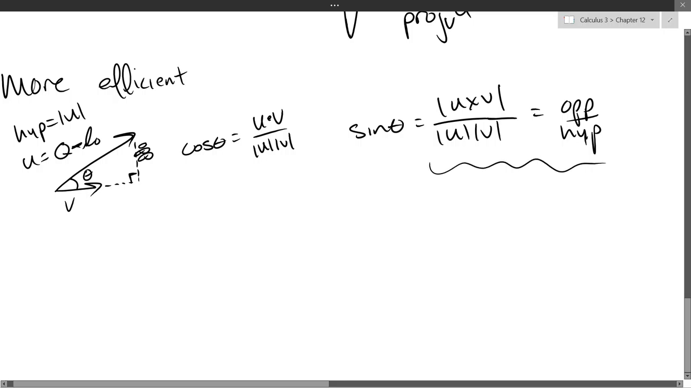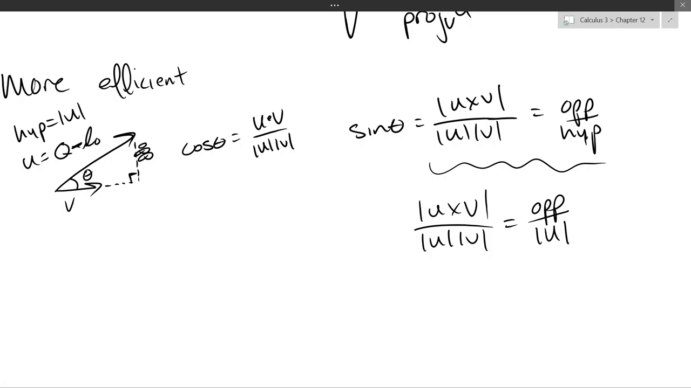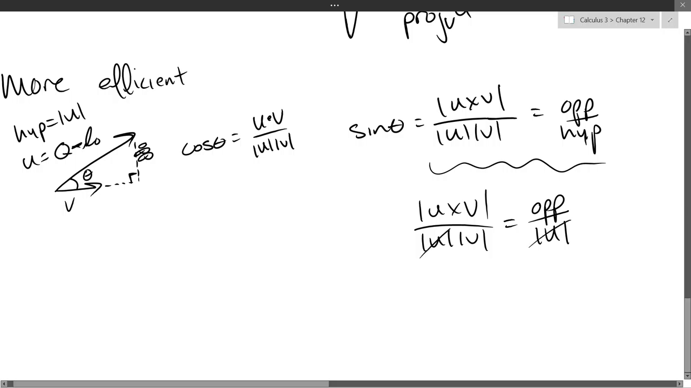So I want to know about the opposite side. I'm just going to look at this equation right here and multiply by hypotenuse. And hypotenuse, we said, was magnitude u. So multiply by magnitude of u on both sides, and they'll cancel out.